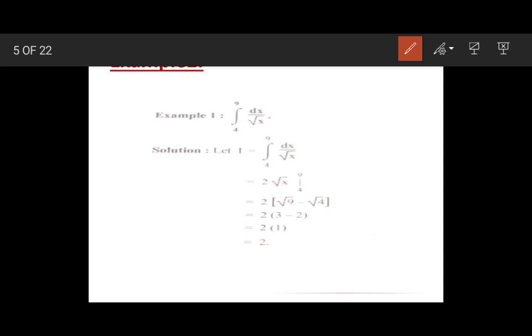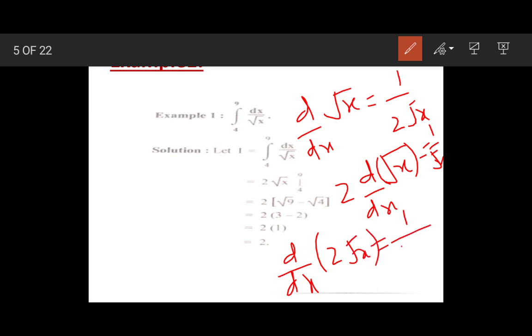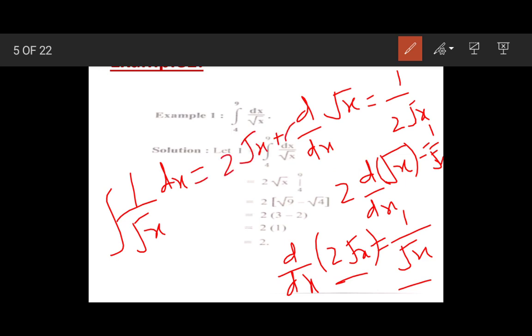So we know that the derivative of root x is 1 upon 2 root x. Hence we can say that the derivative of 2 root x is 1 upon root x. Since the derivative of 2 root x is 1 upon root x, we can say that the integral of 1 upon root x dx is equal to 2 root x plus c.